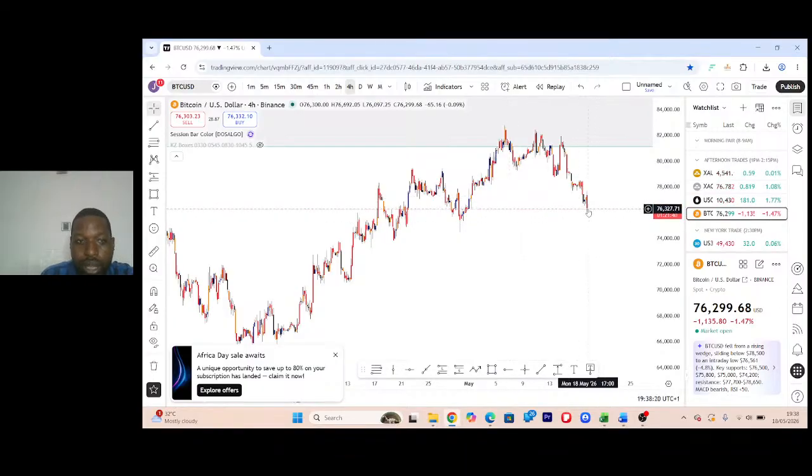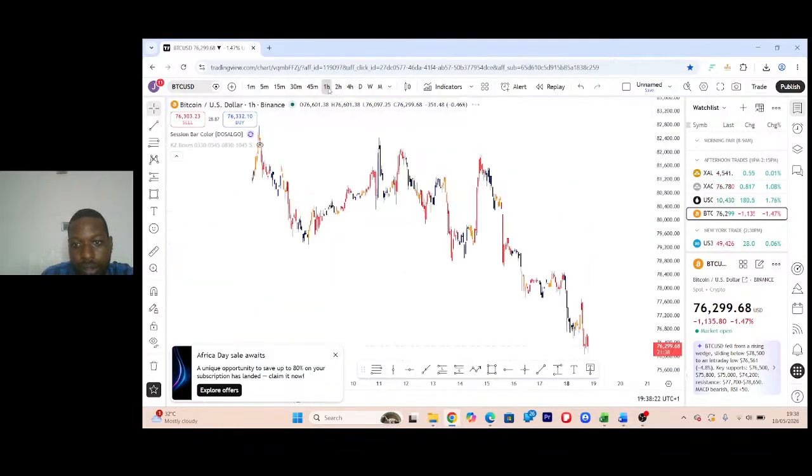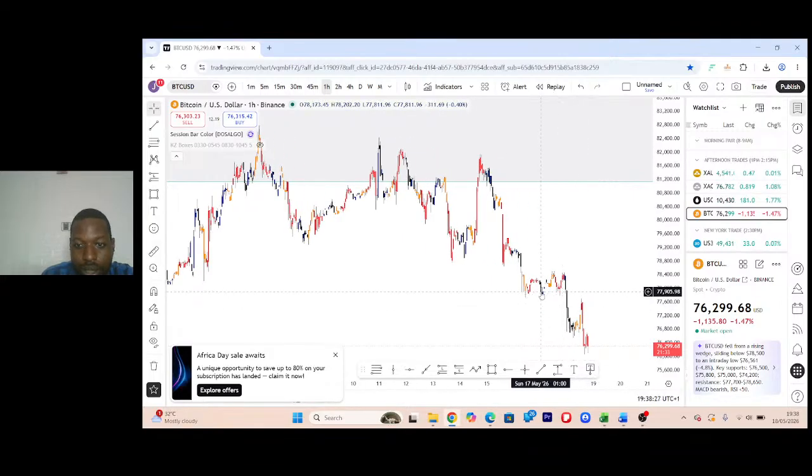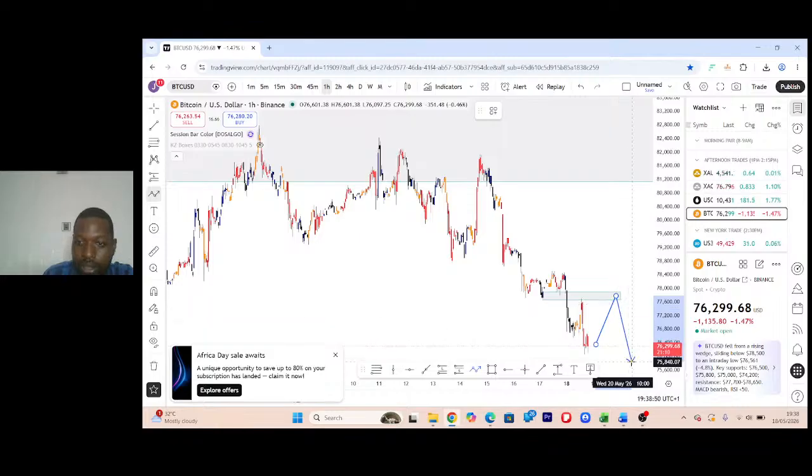So if you are to enter, you must make sure that price has finally reacted from this point and is on the downside. You can wait for price to come back to this level, then finally it will sell to the downside. So that is it for BTCUSD.